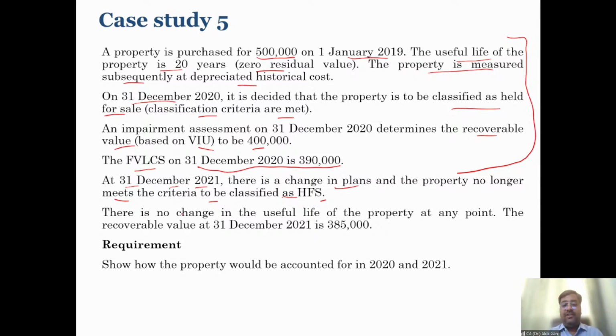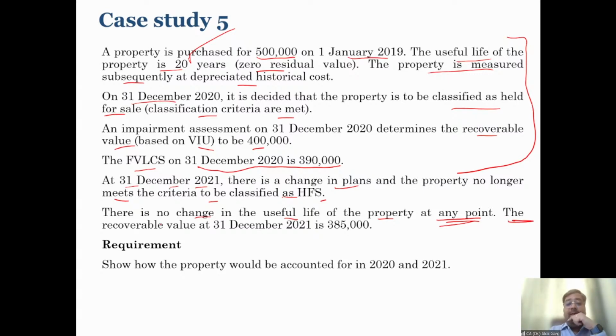And there is no change in the useful life of the property at any point of time. What does it mean? The life was 20 years. So on 31st December 19, the remaining life is 19 years. On 31st December 20, the remaining life is 18 years. On 31st December 21, the remaining life is 17 years. So the life was 20 years, which was decided since the beginning. It will decrease by 1 year when every year passes by.